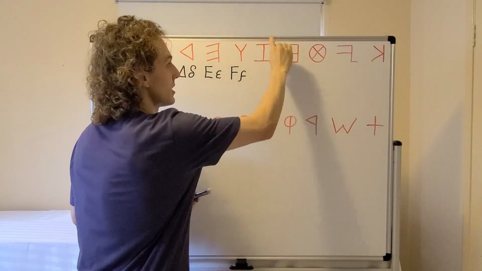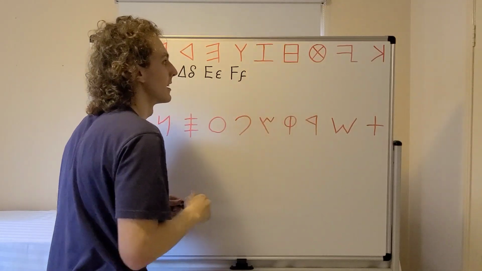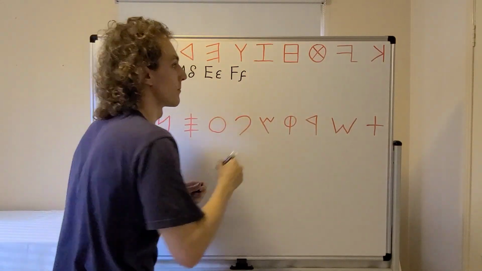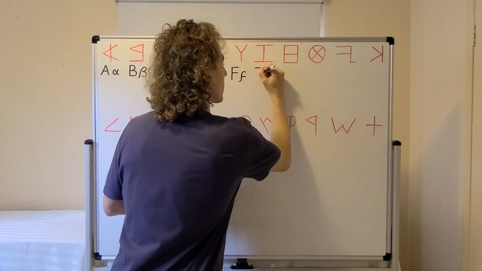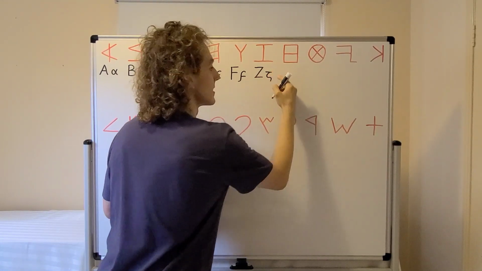In the seventh position, we have the Phoenician letter Zayin. Zayin corresponds to the Greek zeta. This is the uppercase zeta, and this is the lowercase zeta.